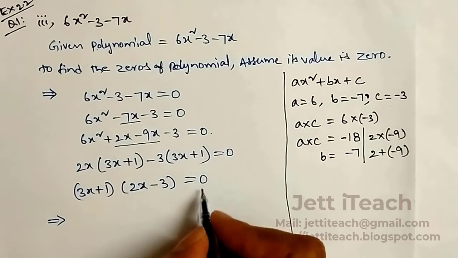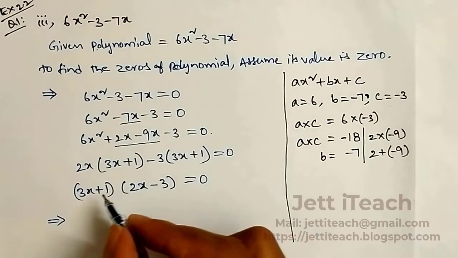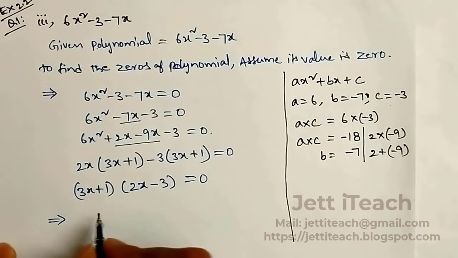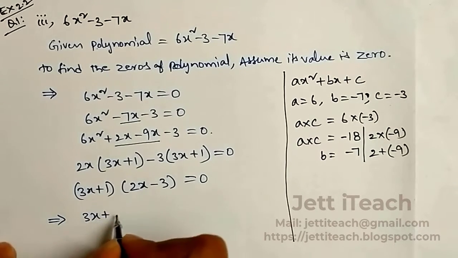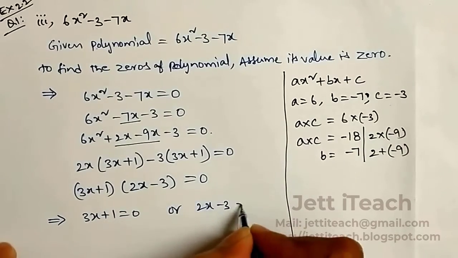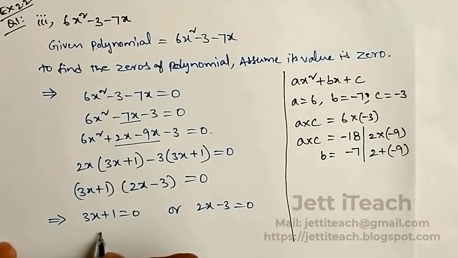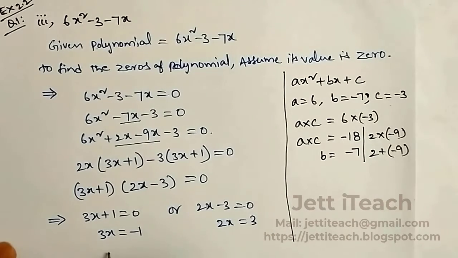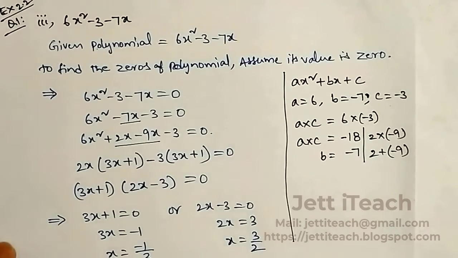If you want to make it 0, either this term or this term or both terms should be 0. Now 3x plus 1 is 0 or 2x minus 3 is 0. 3x equal to minus 1, and 2x equal to 3. So x equal to minus 1 by 3, x equal to 3 by 2.